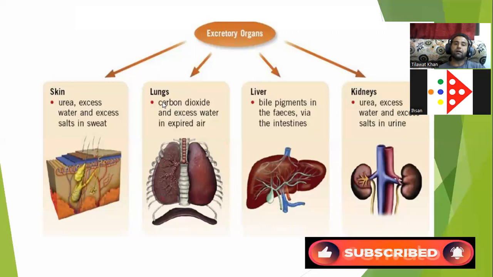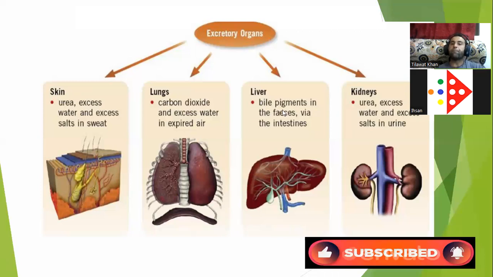All right. Lung. Through lungs, what things will go out from your body? Carbon dioxide, right? That is a result of respiration. And excess water in expired air, the air that you are taking out. In the form of water vapor, that will go out from your body.